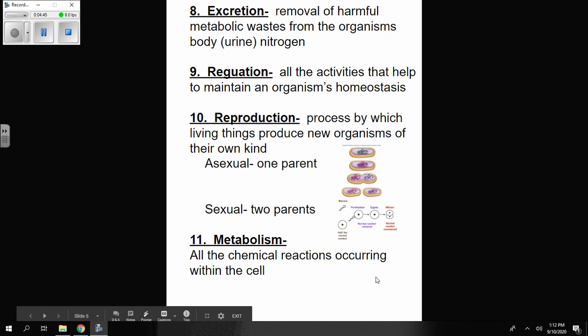Reproduction, the process by which living things produce new organisms of their own kind. Asexual is one parent, sexual is two. When you're a product of sexual reproduction like us, you look like a combination of your parents. When it's asexual, the genetic material is identical, so it's like a clone. They look just like their parent. That's asexual there. There's an example of sexual. Metabolism, all the chemical reactions occurring within the cell. All the reactions going on, refer to that as metabolism. You may have been told you have a high metabolism. It just means those chemical reactions are occurring quickly.